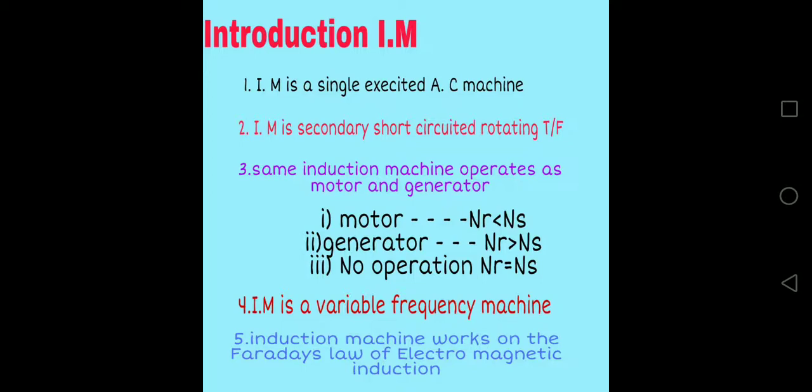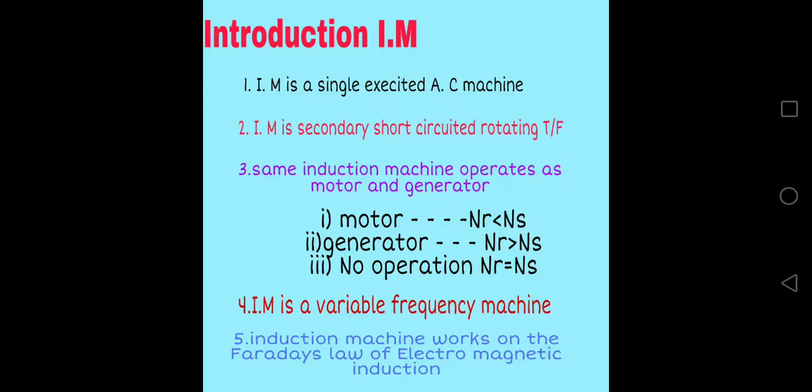But in an induction machine, supply is given to the stator, and the poles formed on the stator and the poles formed on the rotor are due to the induction process. So for motoring action, the number of poles on the stator and the number of poles on the rotor must be the same.